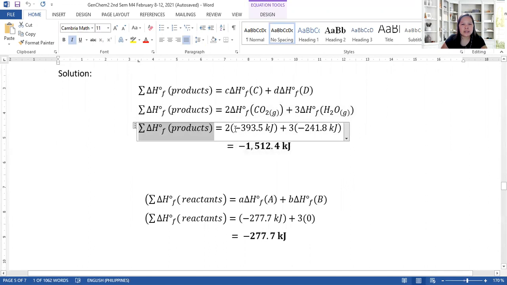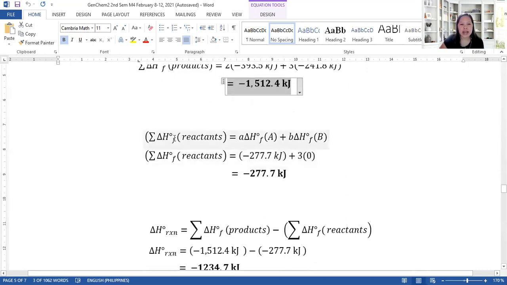So I said a while ago that the value of the enthalpy of formation of carbon dioxide is negative 393.5 kilojoule. So 2 times negative 393.5 kilojoule plus 3 times negative 241.8 kilojoule. This is the value for H2O in gas form. And when we compute it, we have this answer, negative 1,512.4 kilojoule. So this is the sum of the enthalpy of formation of the products.